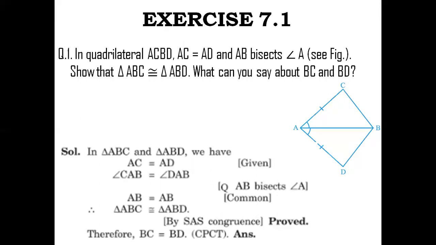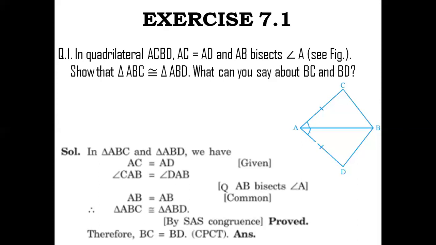Question number 1. It says that in quadrilateral ACBD, AC is equal to AD and AB bisects angle A. See the figure. Let us quickly get to the figure also. Yes, the figure also shows that we have got a quadrilateral ACBD. And it also shows by marking it out that AC and AD are equal. And AB line segment bisects angle A. So what does that mean? That angle CAB and angle DAB would be equal.